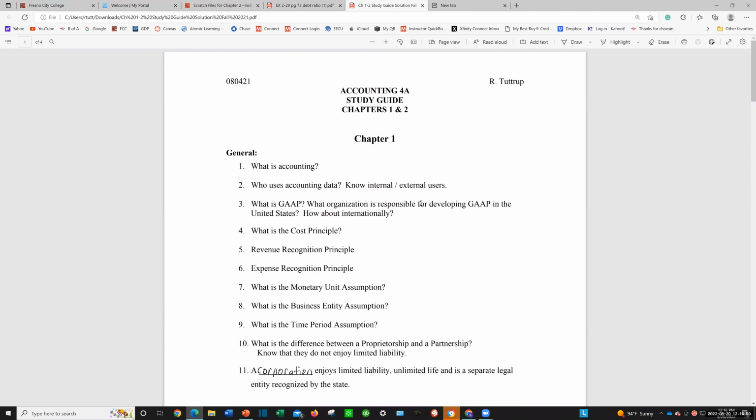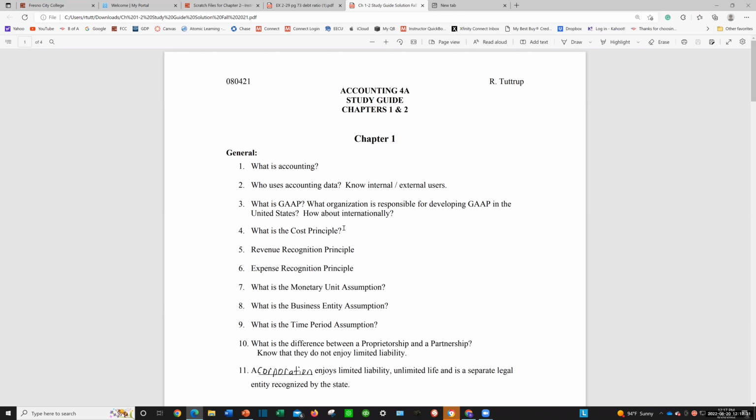Now, what is GAAP? Generally accepted accounting principles. And what organization is responsible for developing GAAP in the United States? It's the FASB, okay? So I think that's going to be the test question, but just be ready for it. Then I have these principles and assumptions that you need to know. Let's go ahead and go through this one, the cost principle. The cost principle just says that we are going to record our assets at what it cost us.